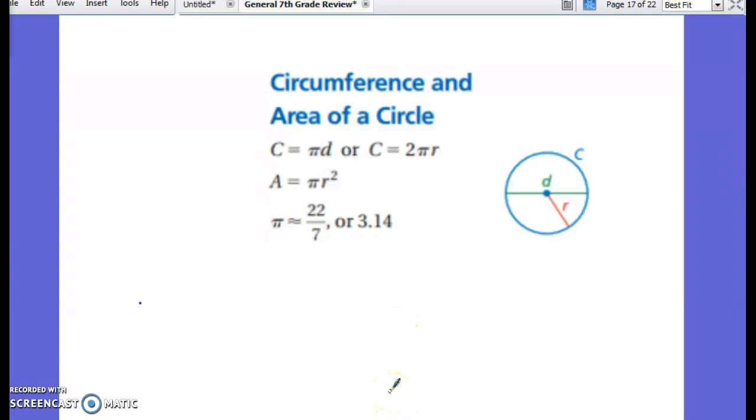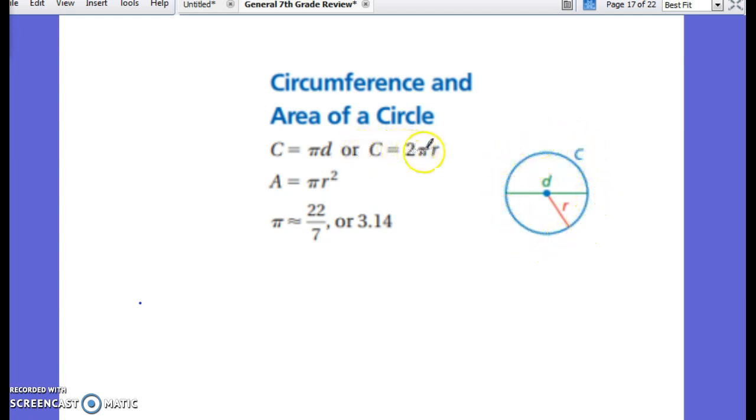Hey guys, so the first thing we're going to review is the circumference and area of a circle. Remember that circumference equals pi times diameter. Diameter is this long green line here, so it's the length across the entire circle going through the center. Remember, pi is either 3.14 or 22/7, so all you have to do is multiply 3.14 times d to find the circumference, which is the distance around the circle.